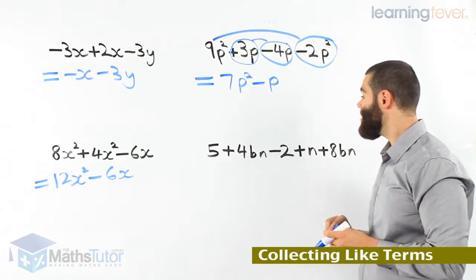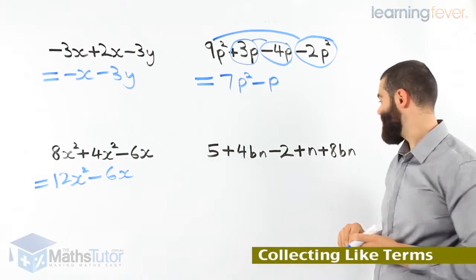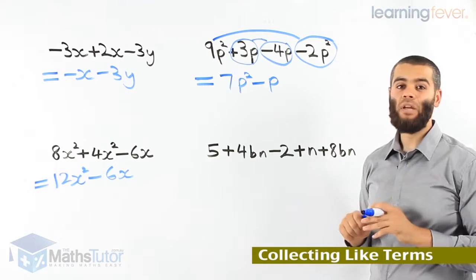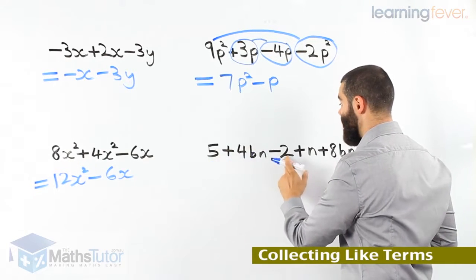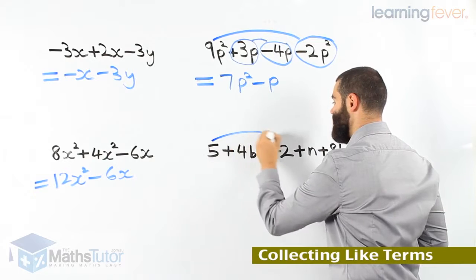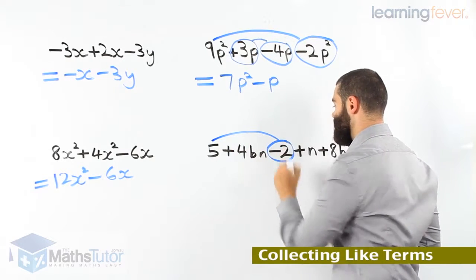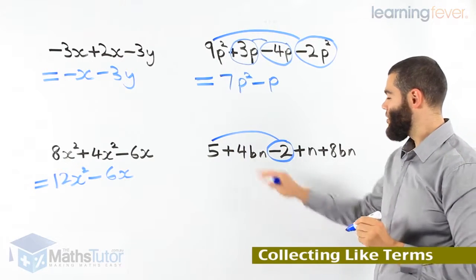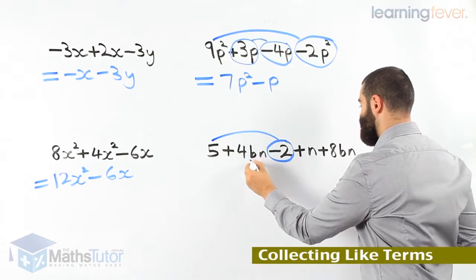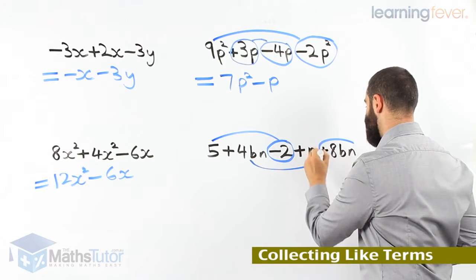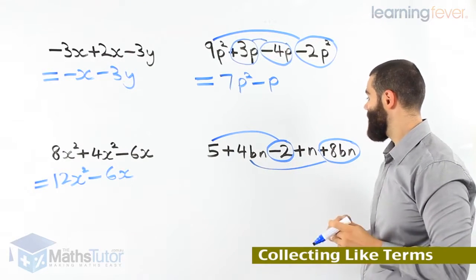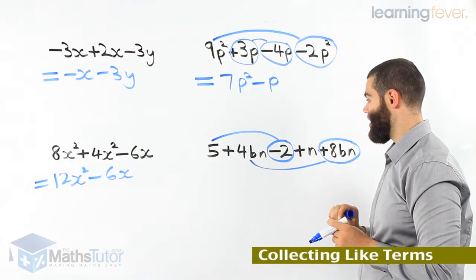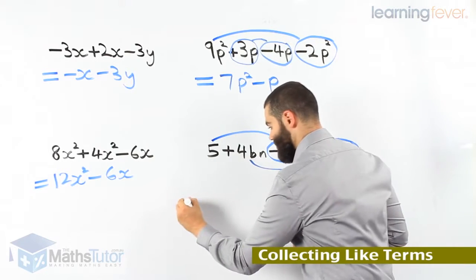5 plus 4bn minus 2 plus n plus 8bn. Again, we are looking for like terms. The 5 is a numeral, minus 2 is a numeral. So these are like terms. The 4bn is a like term with the positive 8bn here. And the n, poor thing, doesn't have any like terms. It stays there. Let's work it out.